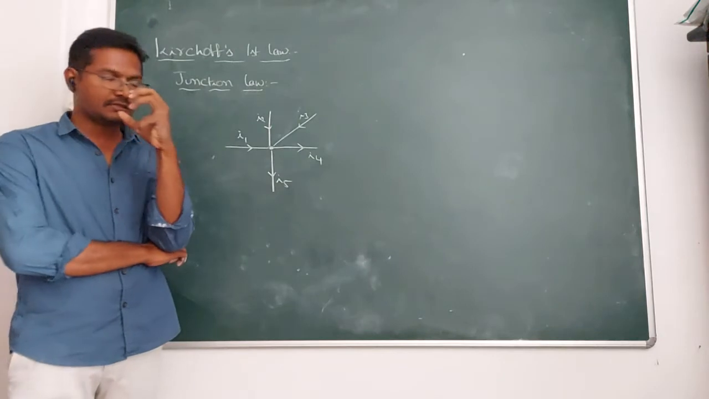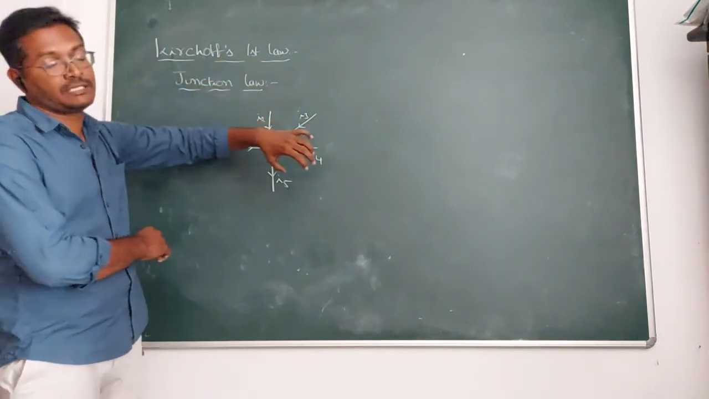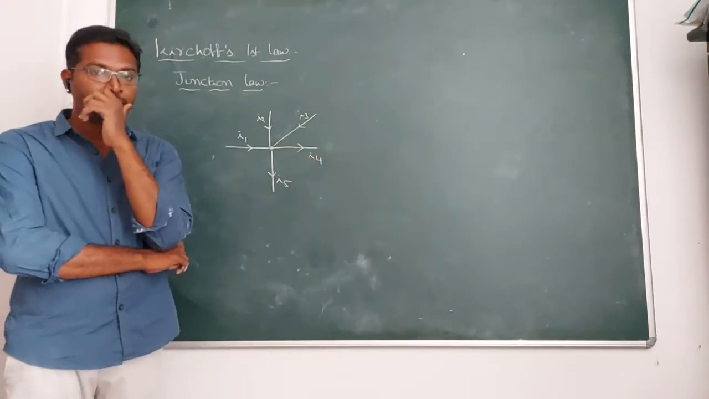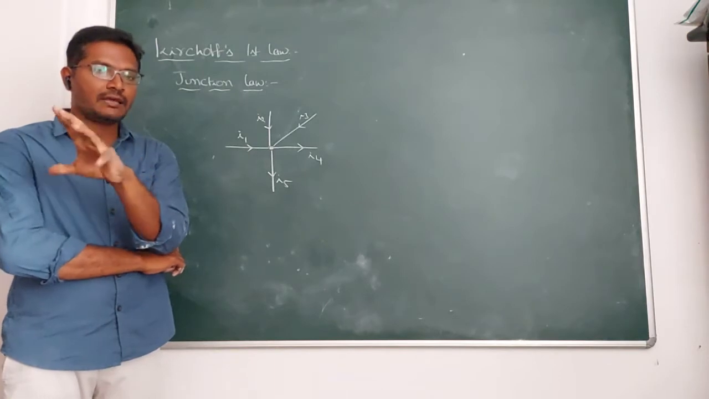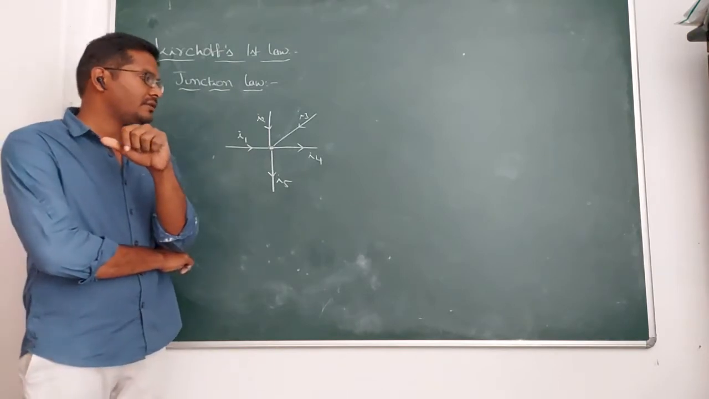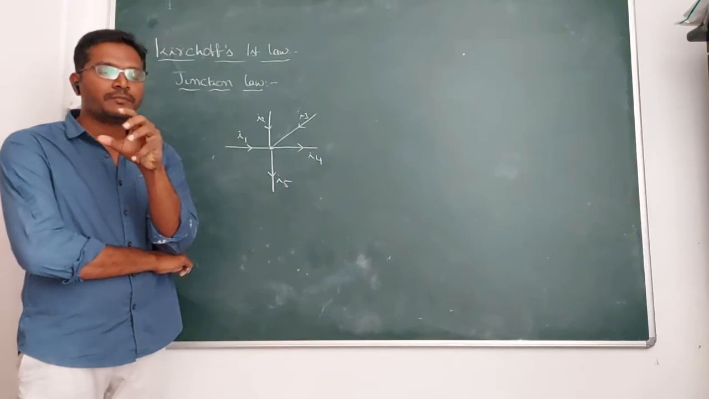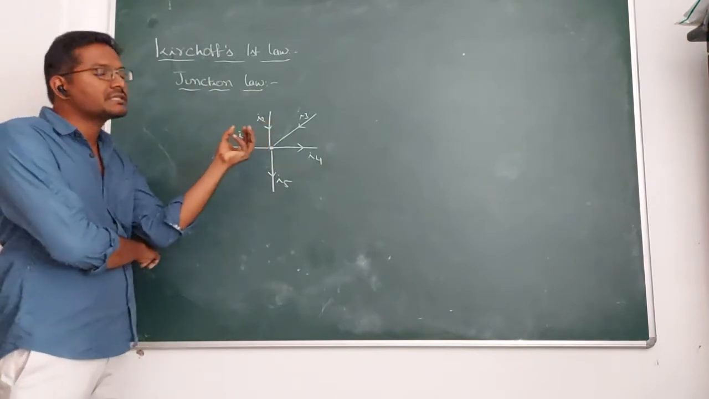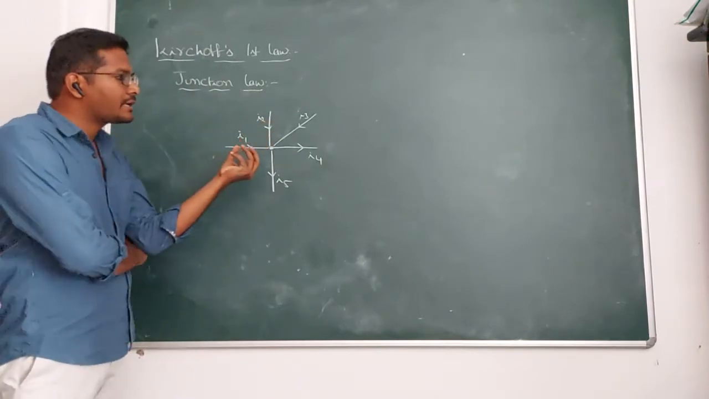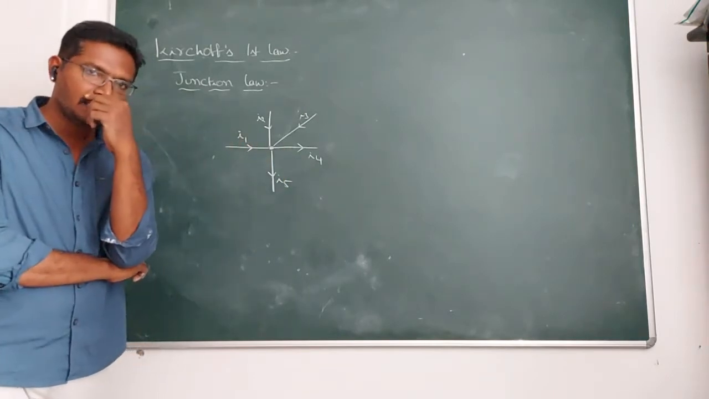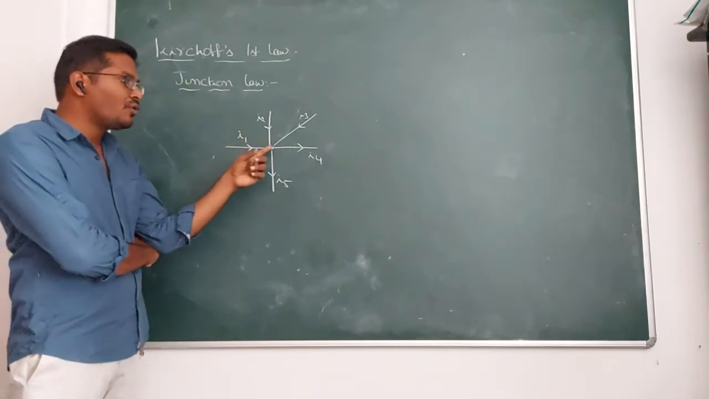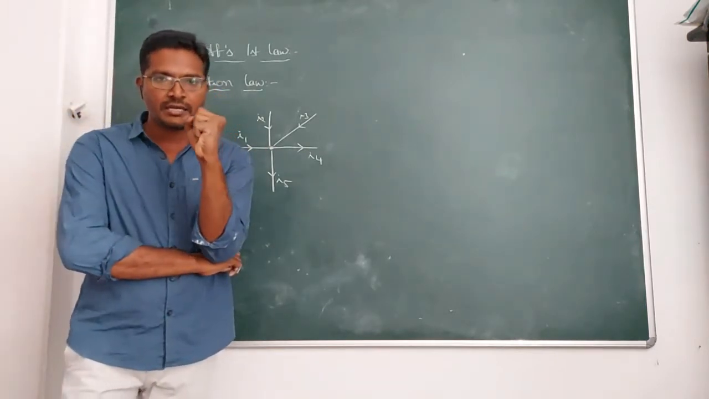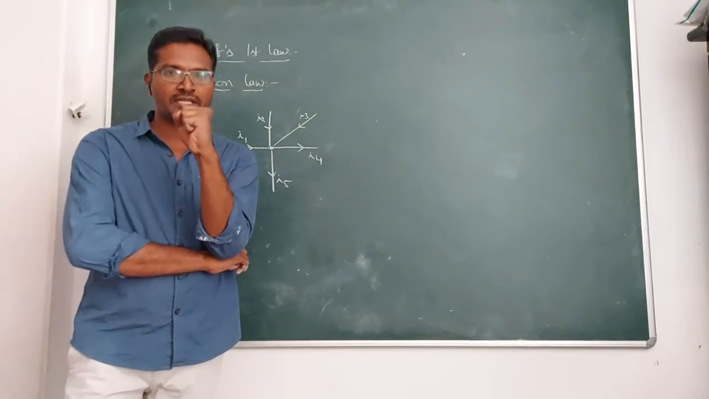Whatever charges flow into the junction, the same number of charges will flow out of the junction. Current is a scalar physical quantity, so you can add currents scalarly. That means you can add plus and minus. The currents coming to the junction we take as positive, and currents leaving the junction we take as negative, and there is no accumulation of charge. That means the current at a junction is zero.